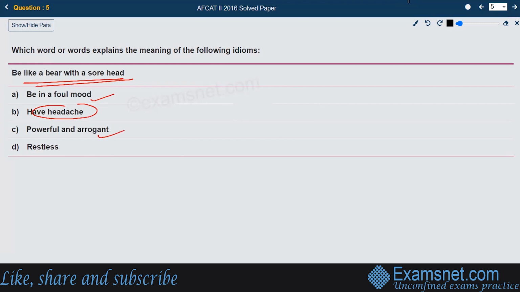Powerful and arrogant, somebody who has got very much power and he is arrogant also. He is rude. The word arrogant means rude, rude in his nature. Restless means who doesn't rest a lot, who is feeling restlessness, who is not calm. That is what restless means.